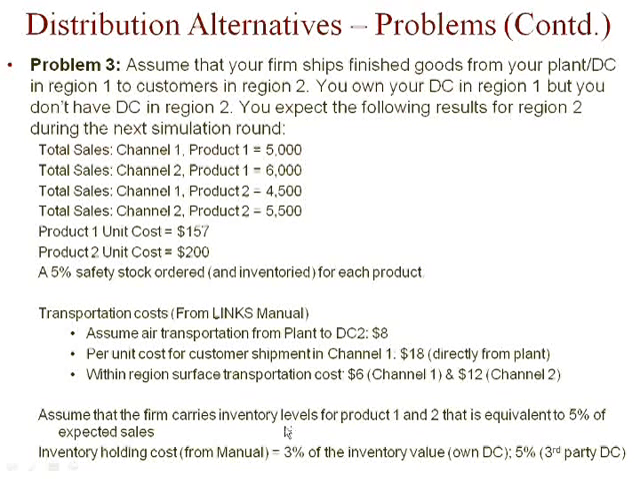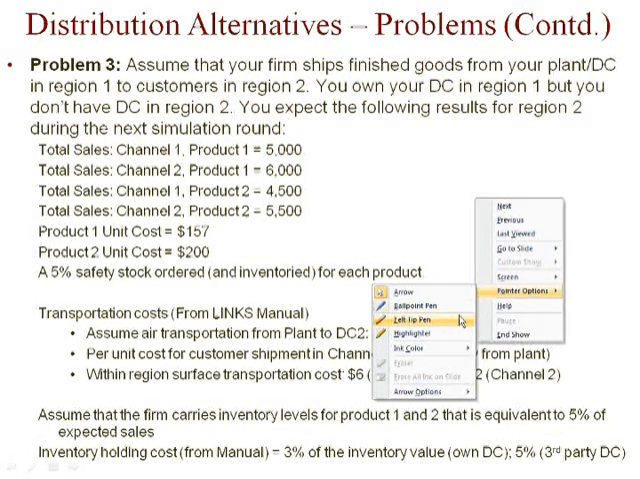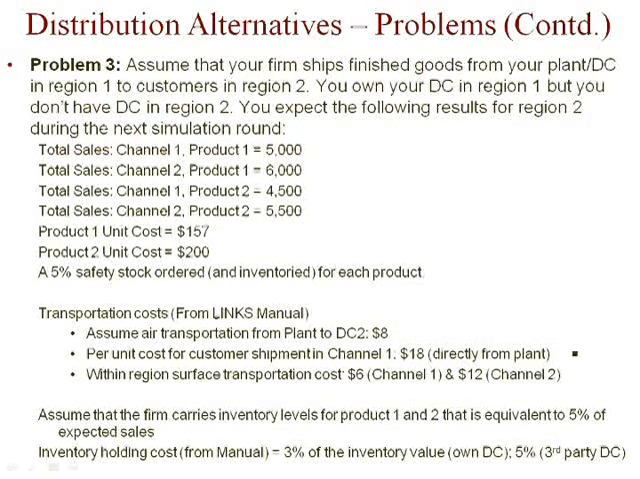And assume that the firm carries inventory levels for products 1 and 2 that is equivalent to 5% of expected sales. Okay, so here I think there needs to be one more piece of information which right now seems to be missing, and that is the customer shipment in channel 2 will be $28, which is directly from plant. So you have to consider these costs in case you don't want to have a DC in region 2.